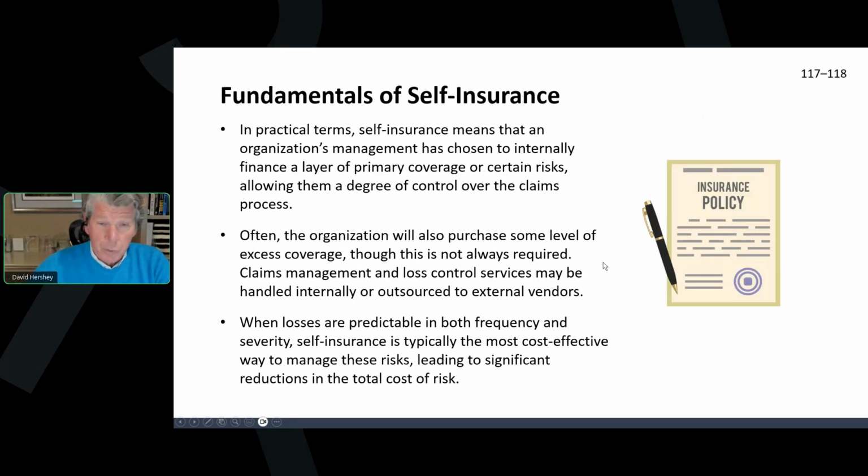When losses are predictable in both frequency and severity, self-insurance is typically the most cost-effective way to manage these risks. Okay, absolutely. Now, remember, losses need to be predictable, not mandatory, but it's best if they are. But also I've got to be smart enough to manage this. If you don't have the wherewithal, don't bother. This will be an expensive way to go.